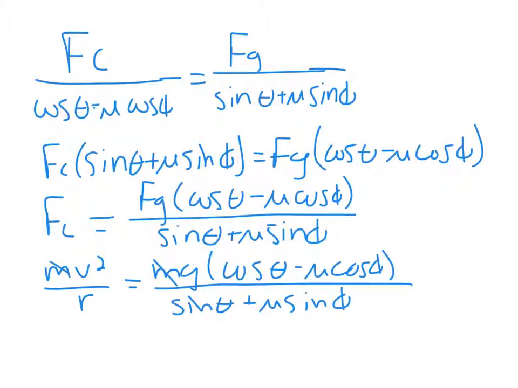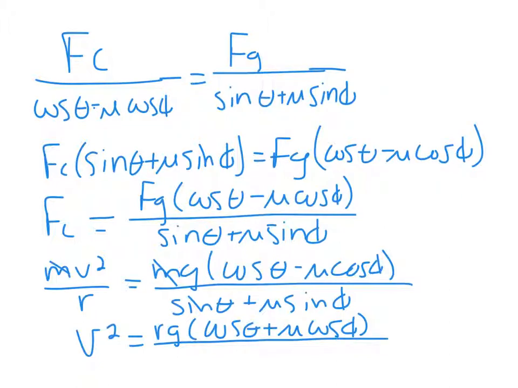M's cancel, so this is a common recurring theme. I'm going to bring r over to the other side. V squared equals Rg times cosine theta, this is a minus, I'm sorry. This is cosine theta minus mu sine phi over sine theta plus mu sine phi.